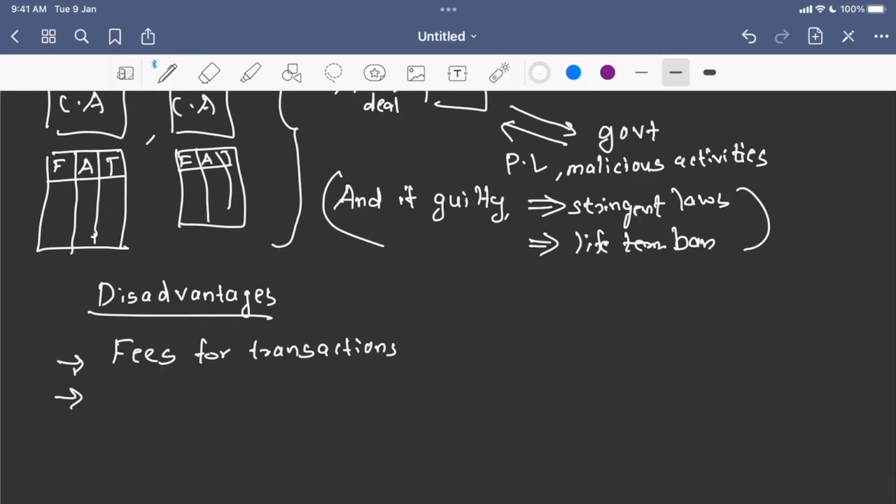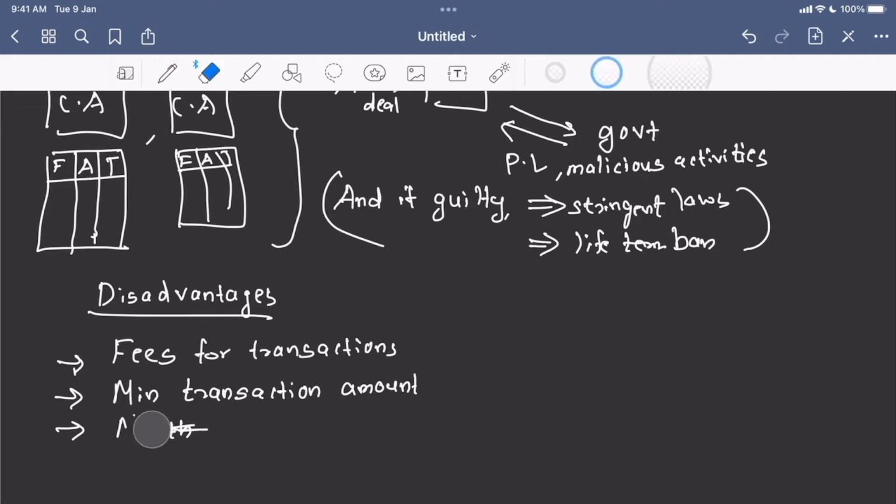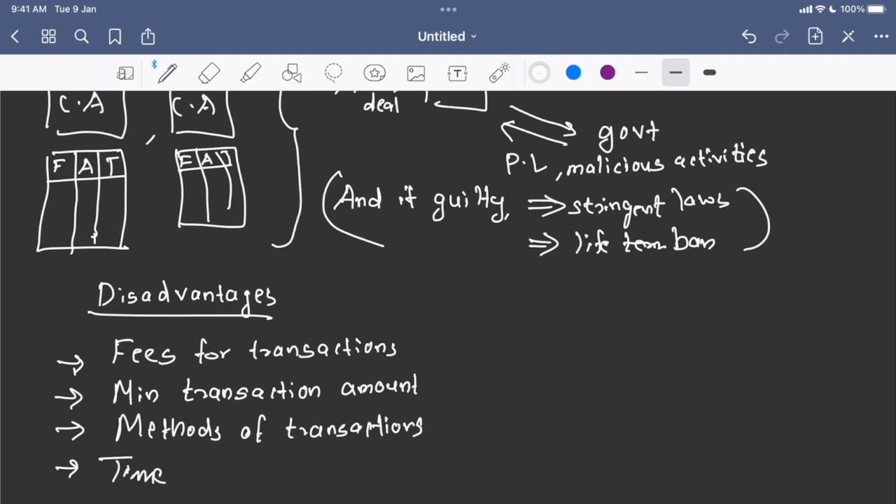And also they have restrictions such as minimum transaction amount. They have restrictions on methods of transactions, and the time taken for verification and validation. So these are the disadvantages.